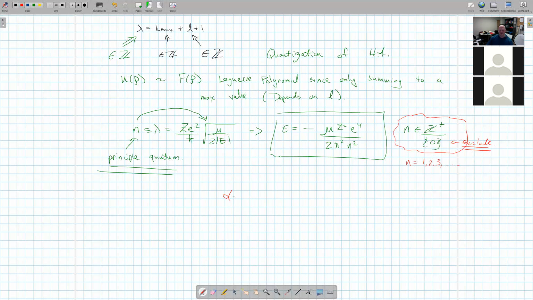So good. From here, we can usually define a new quantity called alpha, which is equal to e squared divided by h bar c, which is what's known as the fine structure constant. In this case, if we use alpha in here, we can rewrite the energy E as minus mu times c squared times Z squared alpha to the 4th divided by 2 n squared. So this is our energy of the hydrogen atom.